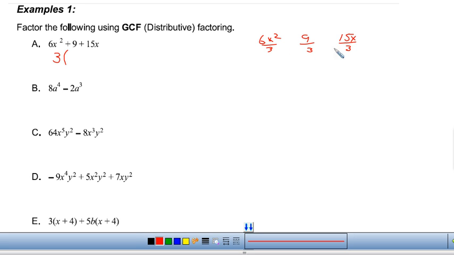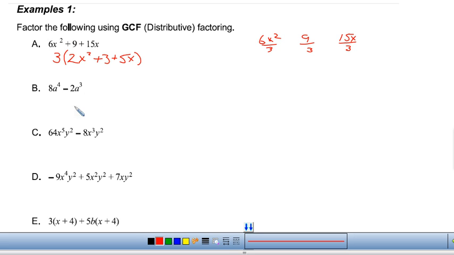But I'm hoping you can do these things in your head. If you have 6x squared and you divide by 3, you're going to have 2x squared. If you have 9 and you divide by 3, we have positive 3. And then 15x divided by 3 is 5x. If you wanted to check your answer, you could do 3 times each of these terms, and you'd find that you'd be right back to the original polynomial. So that's what factoring is. It's just breaking it apart into what will multiply together to give you that.